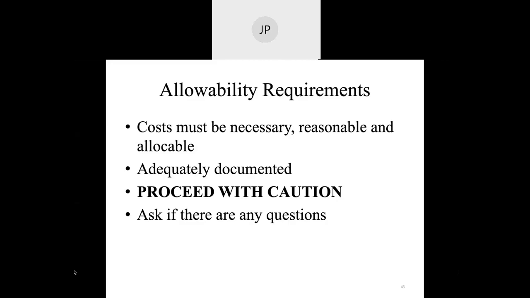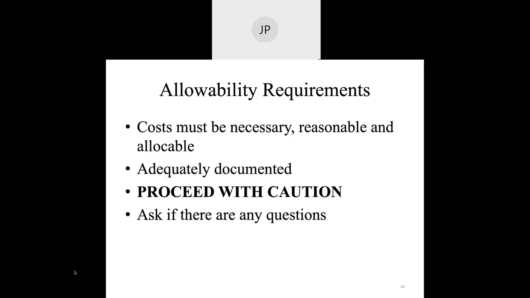So in order for a cost to be allowable under ESSER III, it must be necessary, reasonable, and allocable, as well as adequately documented. A cost is considered to be reasonable if it doesn't exceed that which would be incurred by a prudent person under the same circumstances prevailing at the time when that decision was made to incur the cost. So it's something that a prudent person would do.